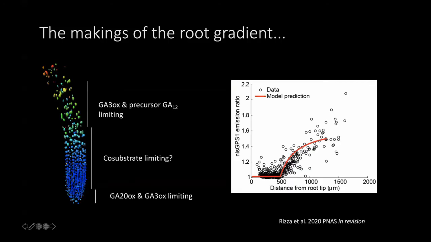But this question of whether the co-substrate is limiting is really interesting to us. Unfortunately, we don't have the right tools to perturb the co-substrate in different cell types and locations. And we don't even have the tools to perturb the enzymes in, for example, this region only. So for these spatial and temporal questions, we're still limited in our ability to push the system.